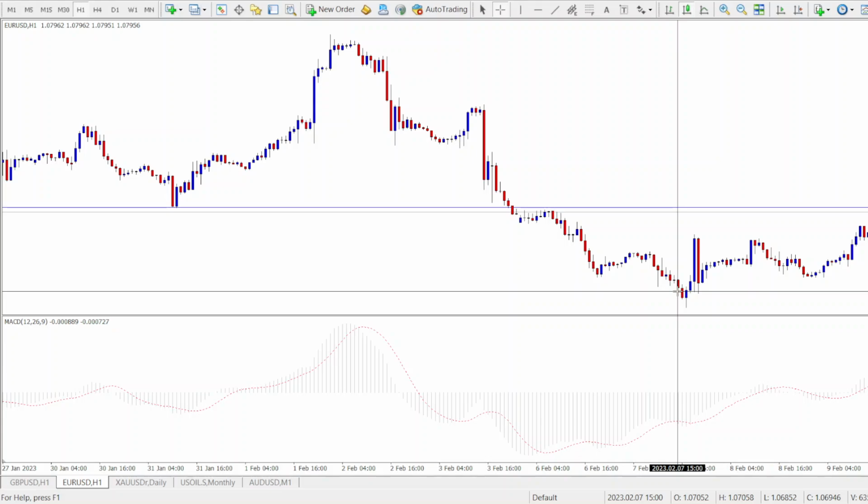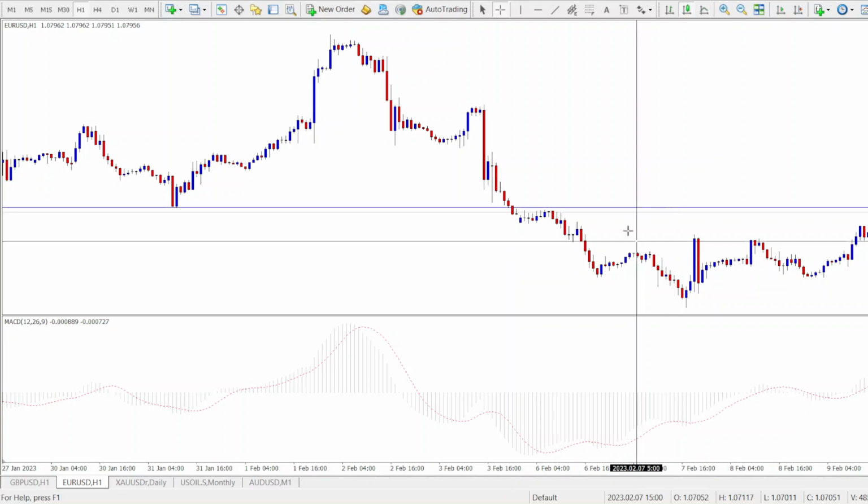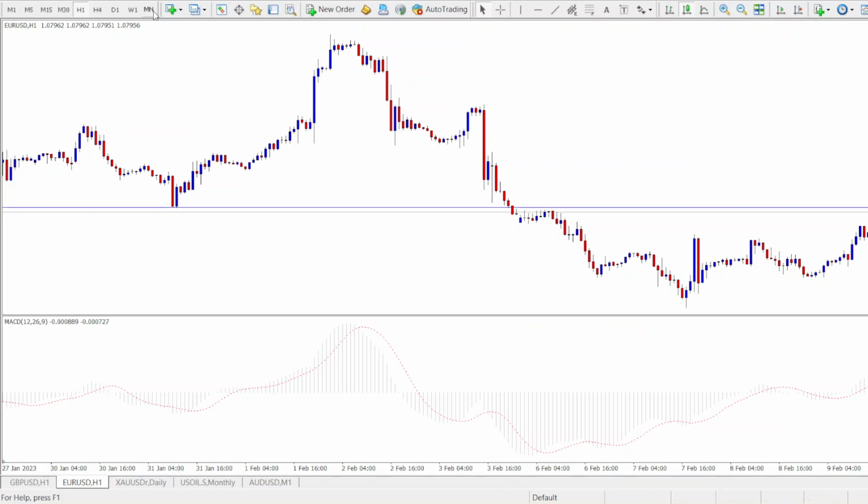It's just that the time frame you are working on will determine how long your trade will be open for. For example, if you are trading on the 1 hour time frame, you are dealing with hours. If you are trading on the daily time frame, you are dealing with days. Okay, so each candle here represents 1 hour on the 1 hour time frame.